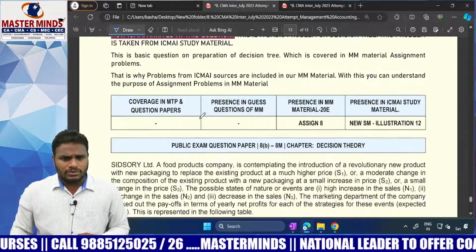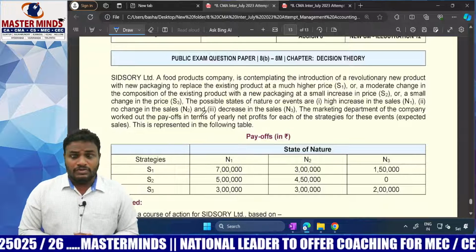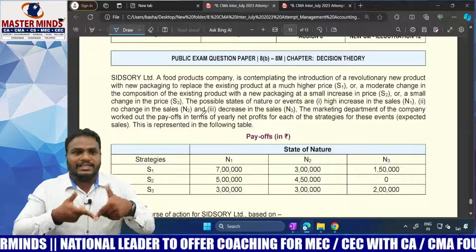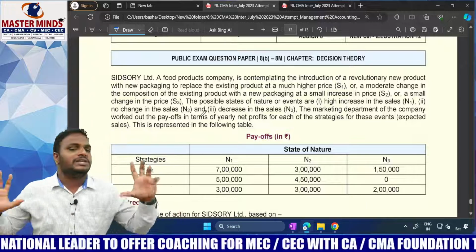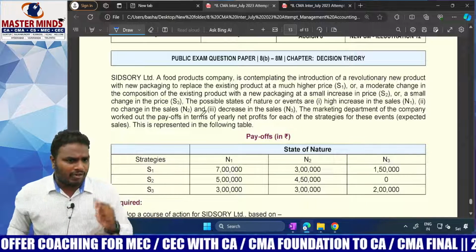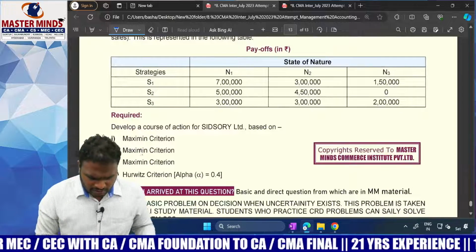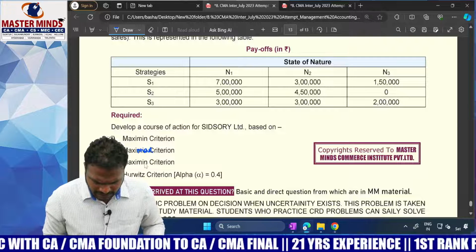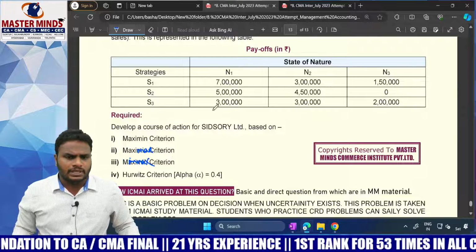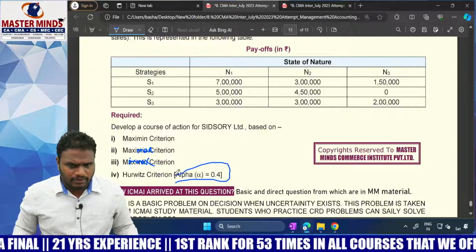Now next question. This is also decision theory only. It is 8 marks. This problem is based on when uncertainties exist and the information is not available: how can you take the decision? There are so many criteria: Laplace criterion, Hurwicz criterion, minimax criterion, maximin criterion, maximax criterion. In Hurwicz, an alpha value is required to solve the problem. Here they provide the alpha value also.